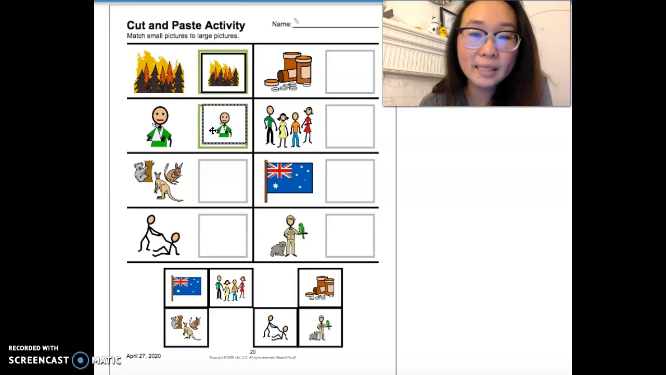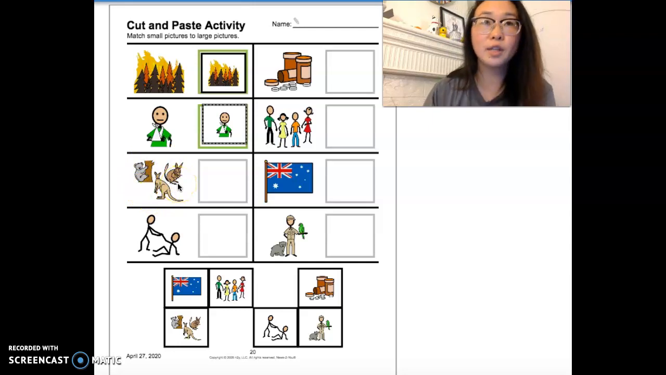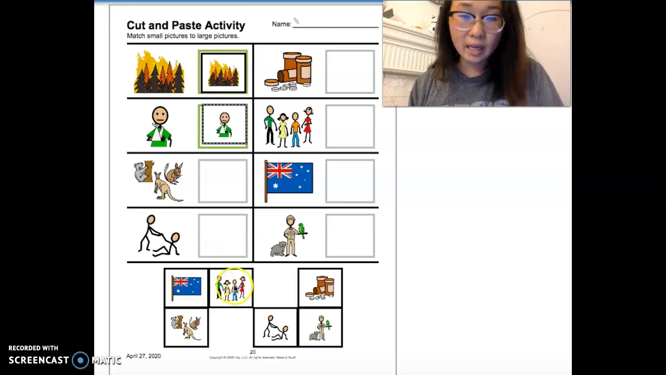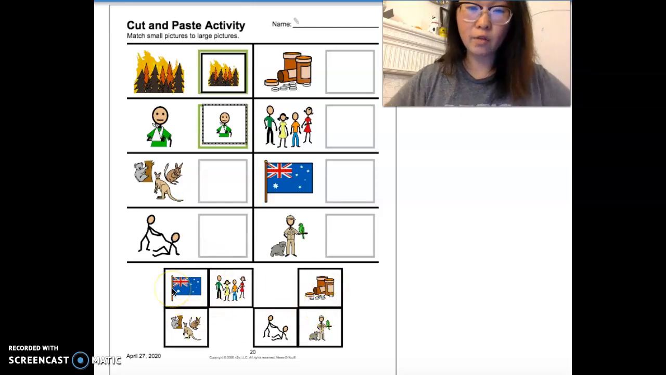Our next one is wild animals. So wild animals are animals that live in the wilderness. Do we see any of the wild animals? That's another vocabulary word of ours. Wild animals.